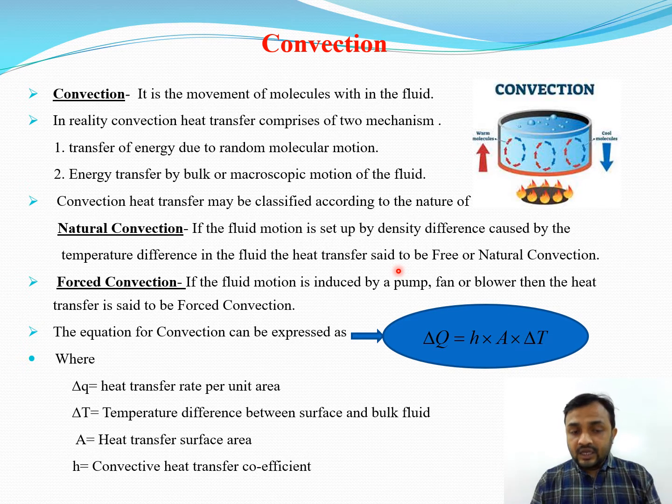The governing equation of convection is delta Q equals H into A into delta T. Where delta Q is the heat transfer rate, delta T is the temperature difference, A is the heat transfer surface area, and H is the convective heat transfer coefficient.